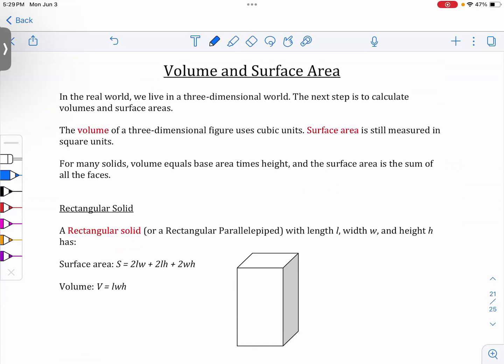Volume and surface area. Okay, so now we're to 3 dimensions. Volume turns everything to cubic units. Surface area is still measured in square units because surface area measures all the sides of the object. Now, surface area is slightly more complicated, so we have more complicated equations, but it's still just finding area on each side of an object.